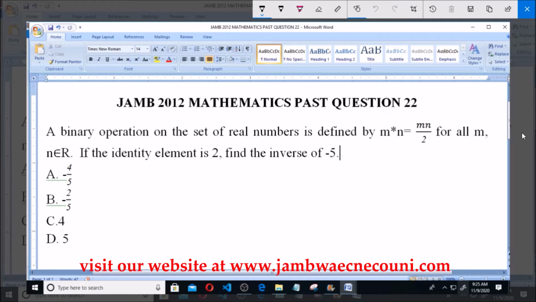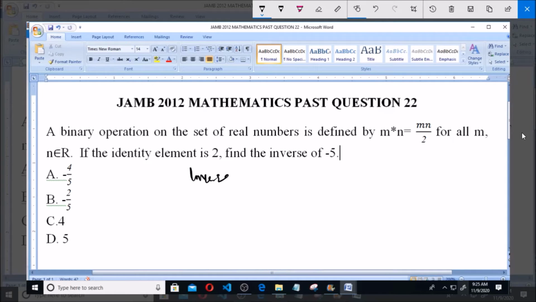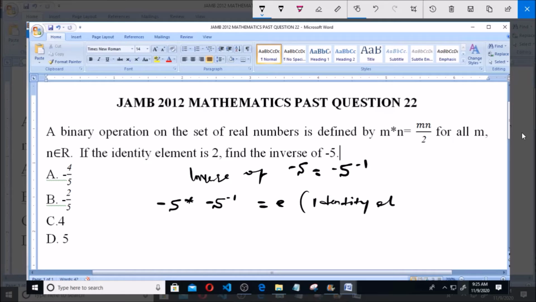Now, the inverse of -5 is -5 raised to the power of -1, that is 1 over -5. So therefore, -5 * the inverse, -5 raised to the power of -1, is equal to E, and this E represents the identity element. And remember, the identity element is what is given to us as 2. So that means -5 * the inverse, which is -5 raised to the power of -1, is equal to 2.